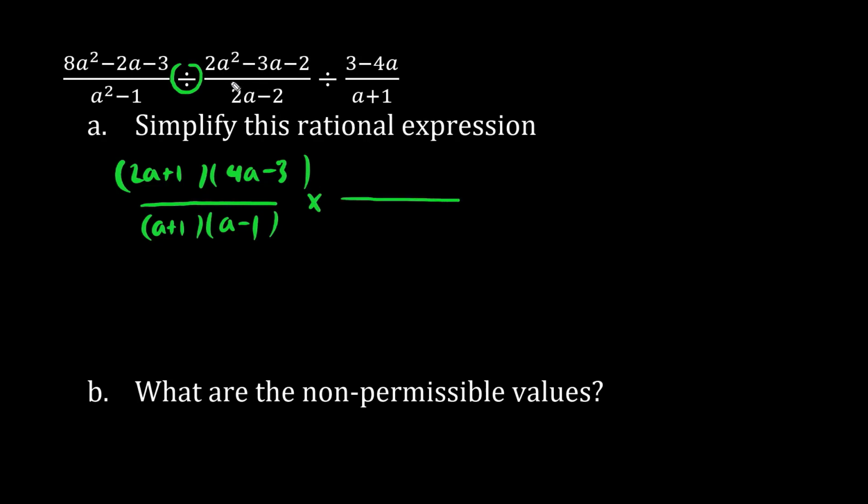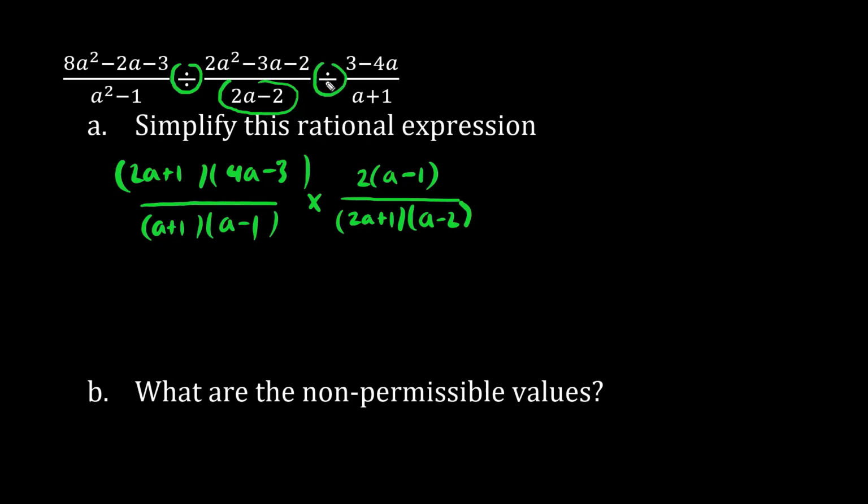So let's focus on the bottom, 2a minus 2, which has a GCF of 2. 2 times a is 2a, and 2 times negative 1 is negative 2. And now let's factor the top, which ends up on the bottom. We have 2a plus 1. A minus 2 is the factored form, trinomial factoring.